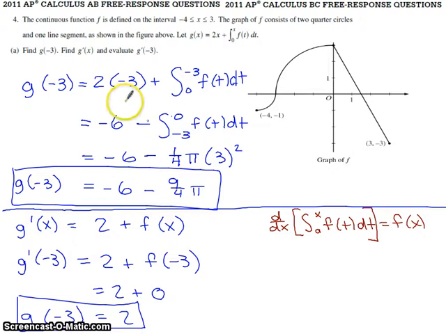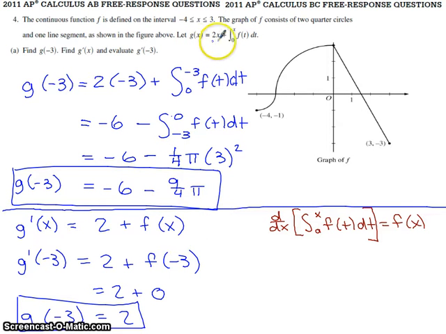And then 2 times negative 3 is obviously negative 6, and then it was just a matter of trying to evaluate this. Well, this is going to correspond to the signed area between f and the x-axis from negative 3 to 0. From negative 3 to 0, all we're dealing with is this quarter circle. So if you find the area of that quarter circle, that'll give you your value of g of negative 3 once you subtract it from the negative 6 that we already had established.